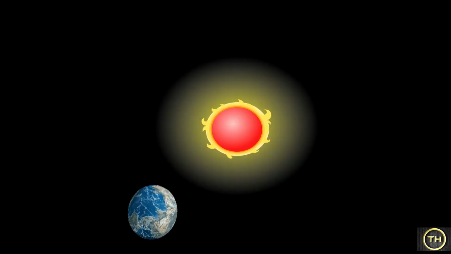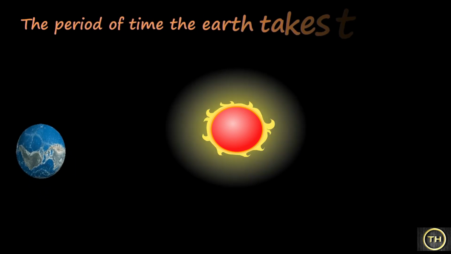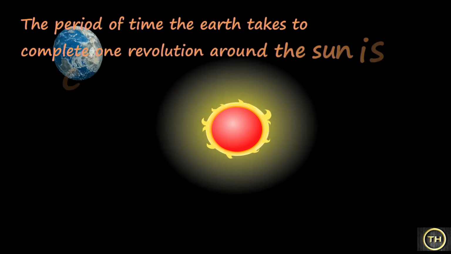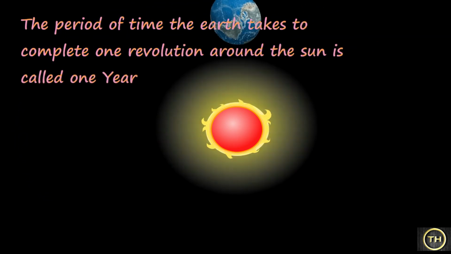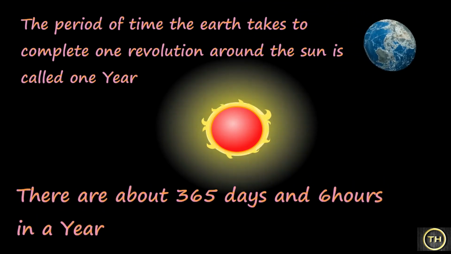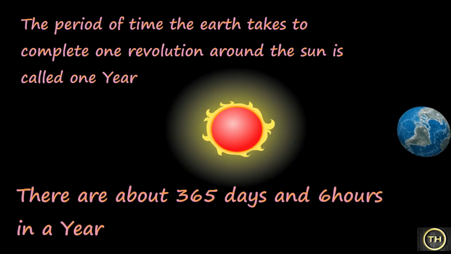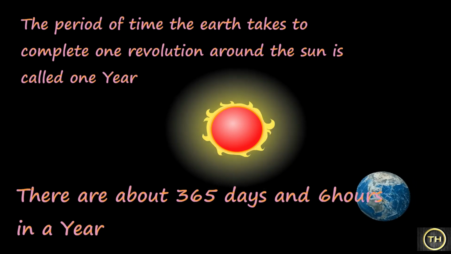The period of time the earth takes to complete one revolution around the sun is called 1 year. There are about 365 days and 6 hours in a year.